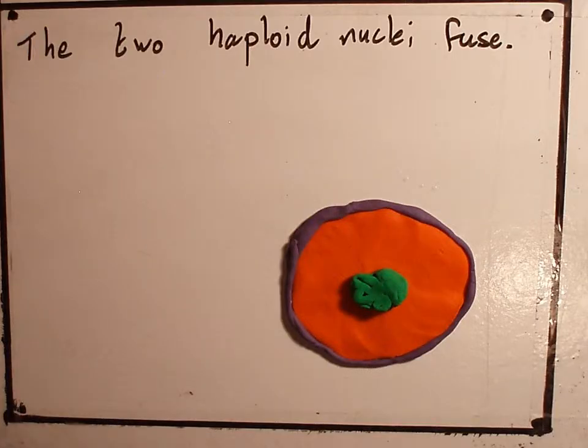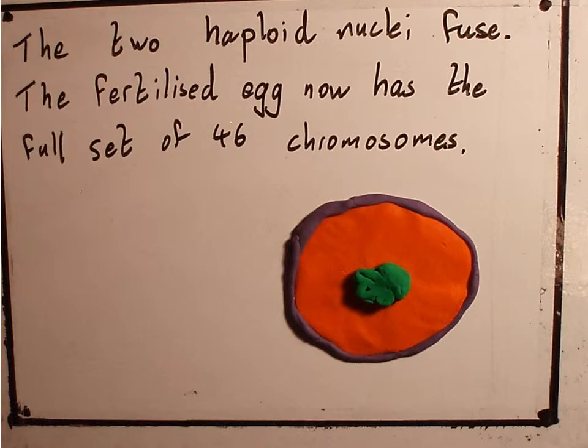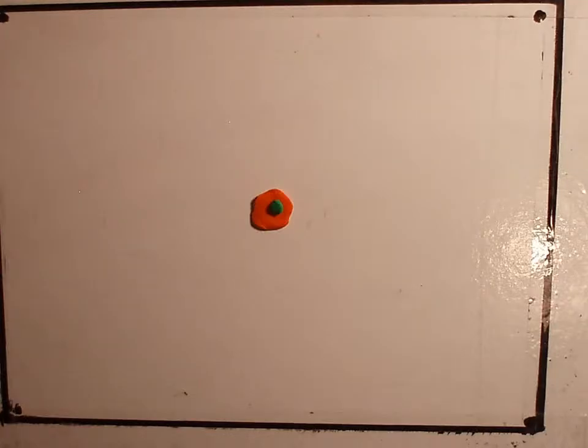So once the two haploid nuclei have fused, the diploid nucleus now has the full set of 46 chromosomes, all that's needed to make a new person. Okay, so that fertilized egg is now diploid. It's got the full set of chromosomes needed to make a person. But it's got a long way to go yet. It's only the one cell. To get from that one to the 50,000 billion, it's going to have to divide quite a lot.